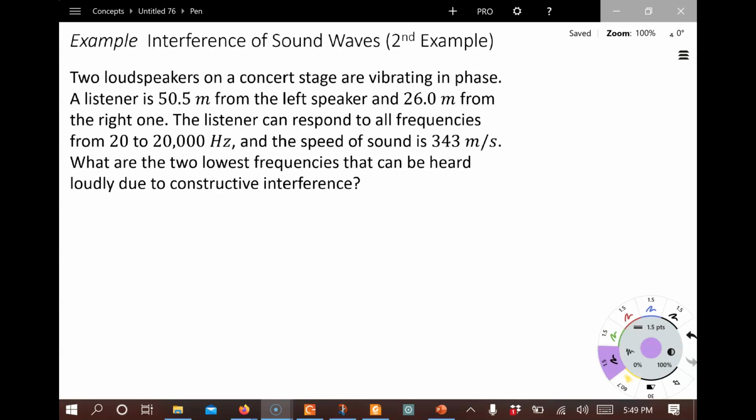We know how far away the two speakers are from the listener, so we can calculate the path length difference. Again, that's going to be L2 minus L1, the path distance between the speaker to the listener and the other speaker to the listener. Take the difference. Now it doesn't matter which one we take to be L1 and L2 here, so I can choose whichever. I'll take the bigger one to make it positive. But in this problem, we are looking for the lowest frequencies that will produce constructive interference or loudness.